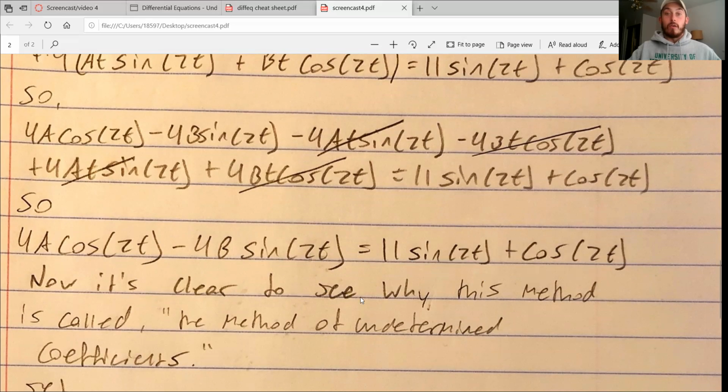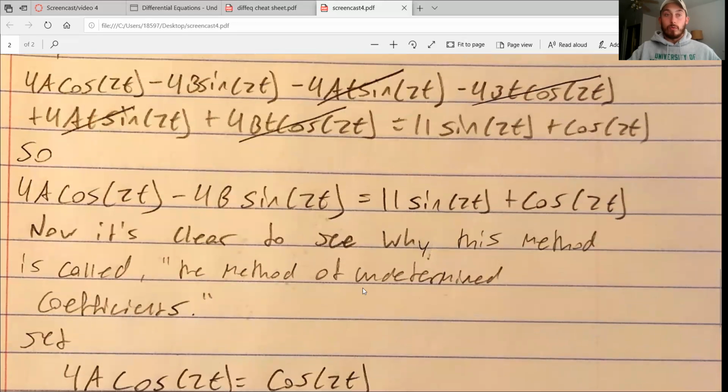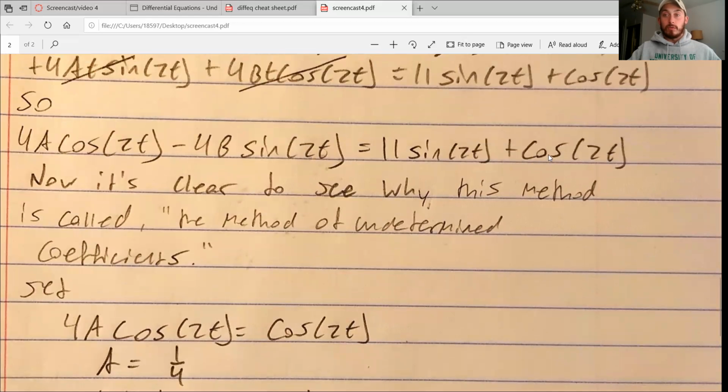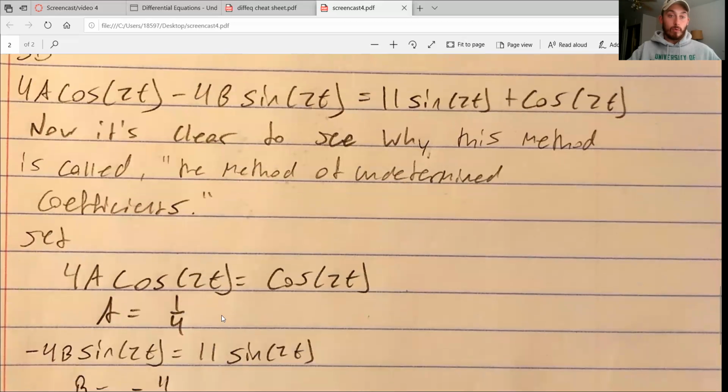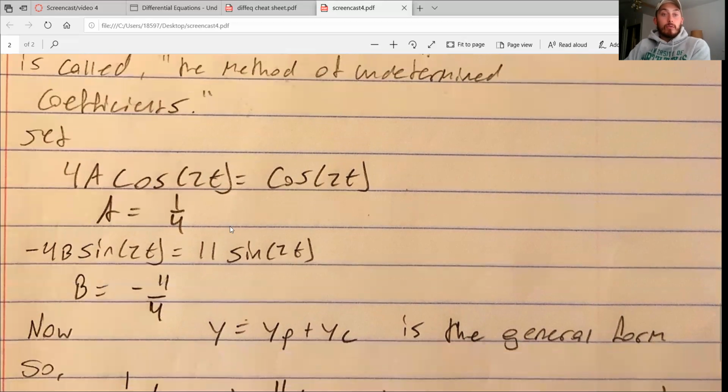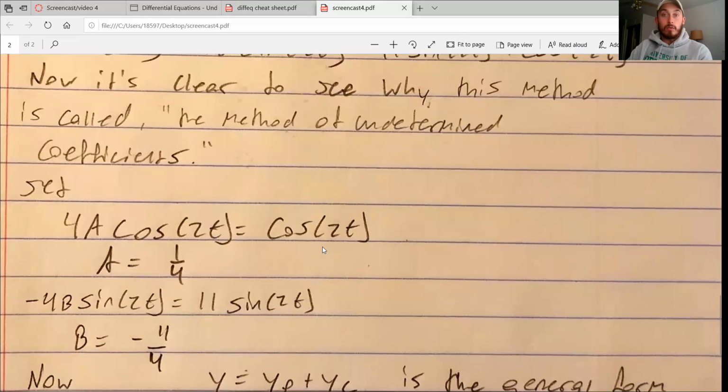And it's clear now why we call this the method of undetermined coefficients, because all we're doing is figuring out what these coefficients are in order to satisfy this equation. So now we just set 4a cosine of 2t equal to the cosine of 2t, or you could have just said 4a equals 1. You could just set the coefficients equal to each other, but either way, these cosines cancel each other out, so you're just still going to have the coefficient terms. And so A equals 1/4 and B equals negative 11/4, because I set them equal to each other as well.